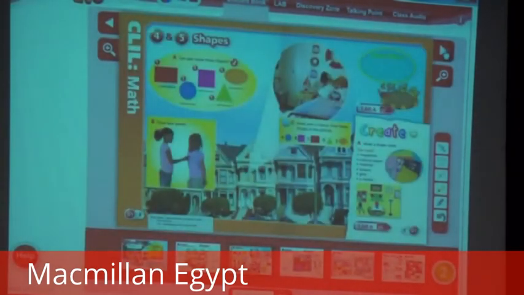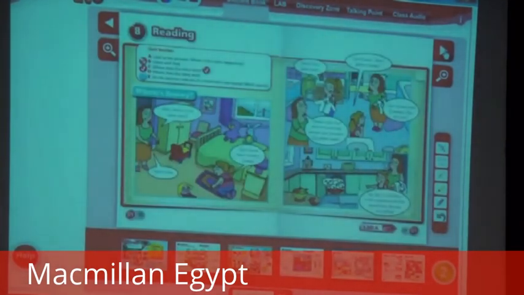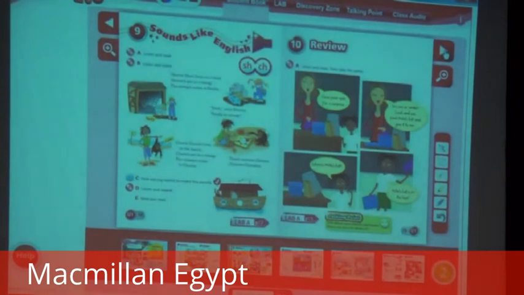Grammar and vocabulary, CLIL, more grammar and vocabulary, a reading section, and then finally we have a phonics section called Sounds Like English. And this one is focusing on the sounds sh and ch. Have a listen.